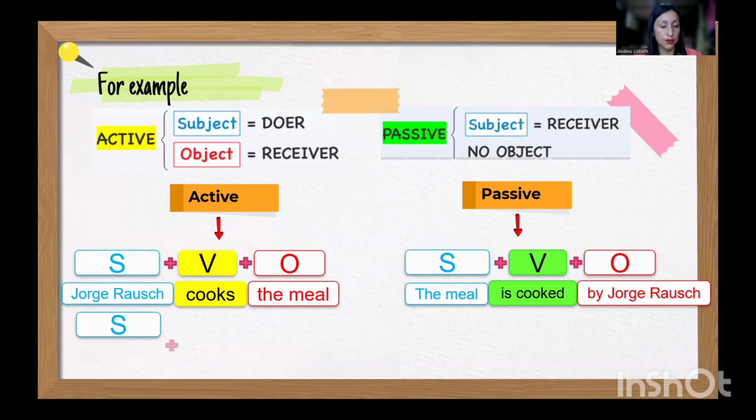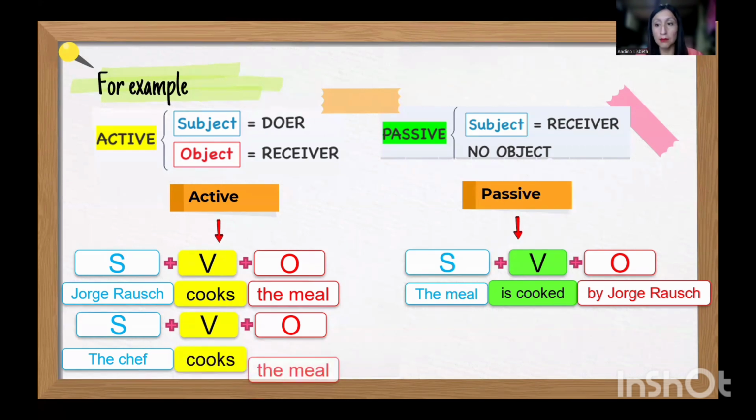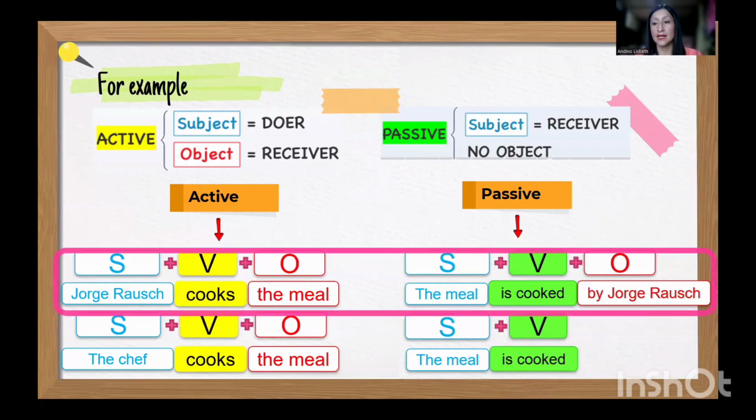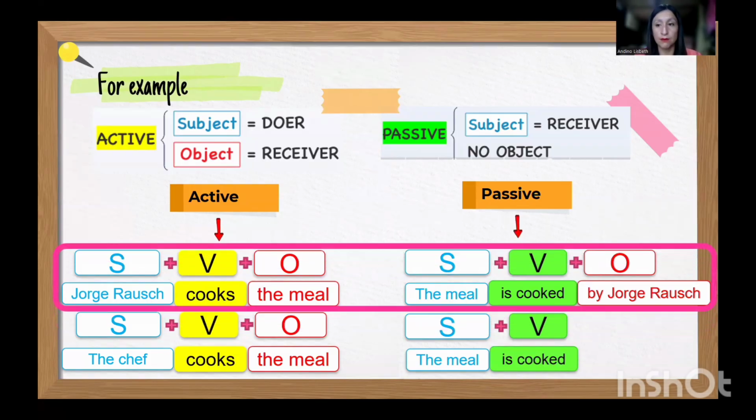We have another example. Subject plus verb plus object. The chef cooks the meal. We have subject plus object plus verb, and we have the meal is cooked. So, in the first one, we have an important agent. We have the name. So, you need to write by Jorge Rausch. And in the second one, we have the chef, but we don't know that person. So you don't need to write the object in the passive voice.